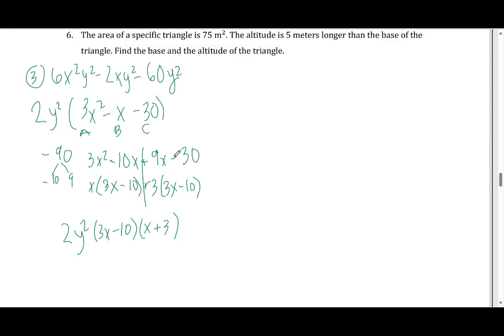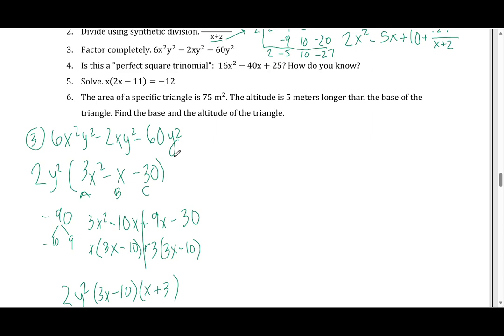Alright, number 4 asks if this is a perfect square trinomial. I'm just going to look at that right here. So to look for that, you're going to take the square root of both the first term and the last term and see if they're perfect squares. Yeah, they give me whole numbers, 4x and 5.